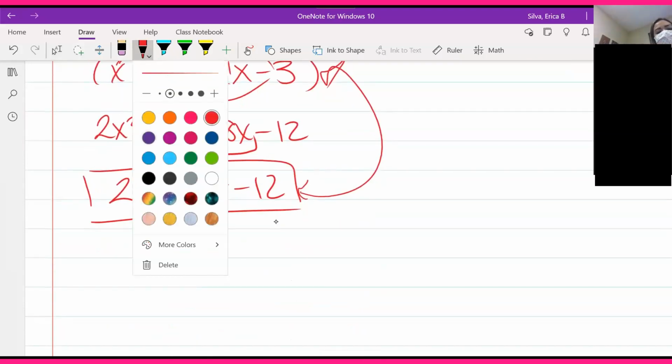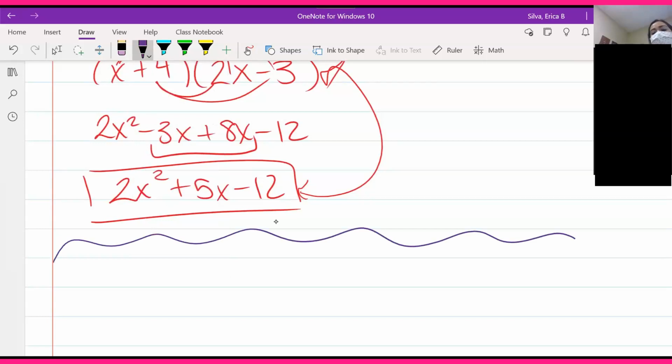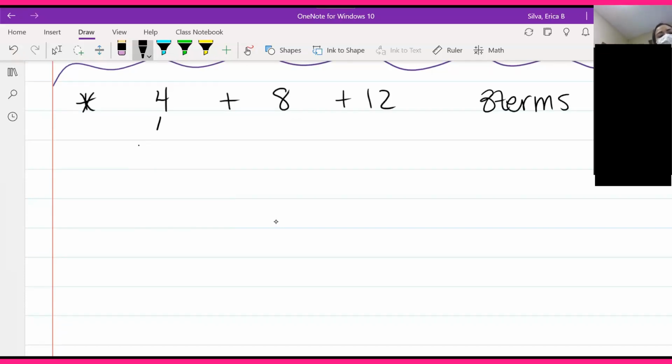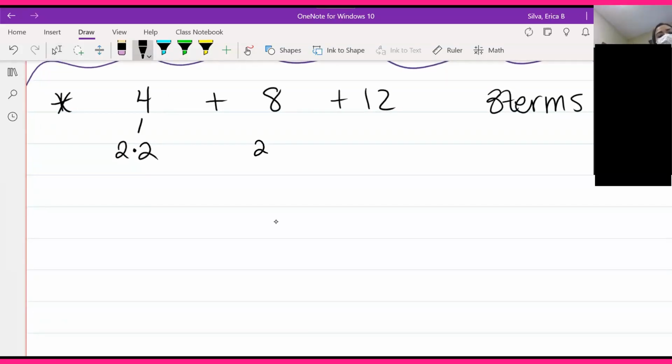Now, some of us need a little refresher on what terms are. So that's what we're going to go over first. Let's say we had 4 plus 8 plus 12. Here we have 1, 2, 3 terms. This term, we get it by multiplying 2 times 2. 8, we get 2 times 4, and 12 is 2 times 6.